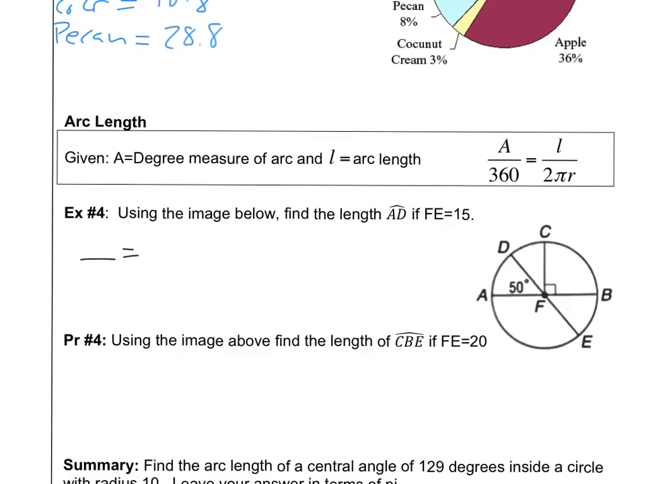So I know I'm going to be setting up a proportion. I know I'm going to put 360 on the bottom here, and I want the arc measure. Well, we already know that AD is 50 degrees, so put a 50 there. L for arc length is what I'm trying to find. And on the bottom, I'm going to put 2 pi times the radius. Well, the radius in this situation is 15. So really this is just the circumference. So what is the circumference? Well, 2 pi times 15, that's 30 pi, right? So that's what I'm going to put here, 30 pi.